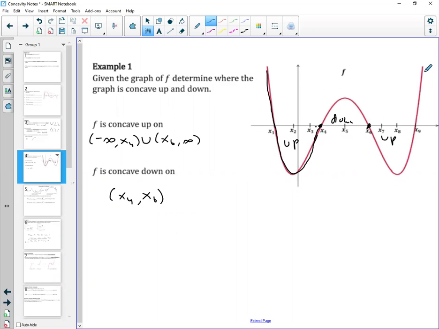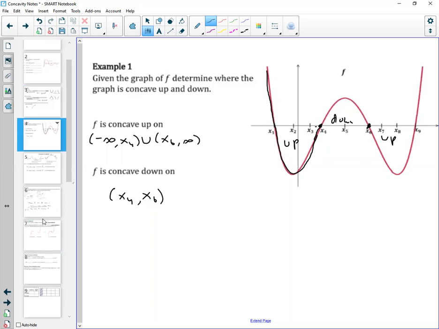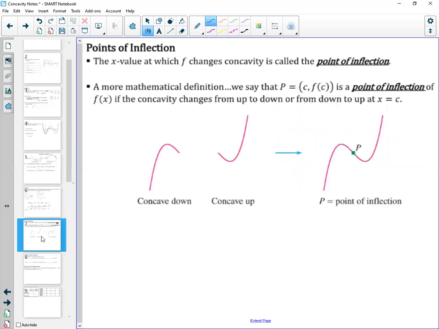If this graph was the way I said it was, and it changed at x4 and x6, then the points of inflection would be x4 and x6. That's where the graph goes from concave up to concave down, or from concave down to concave up. A more mathematical definition is that, I mean, that's exactly what I said.